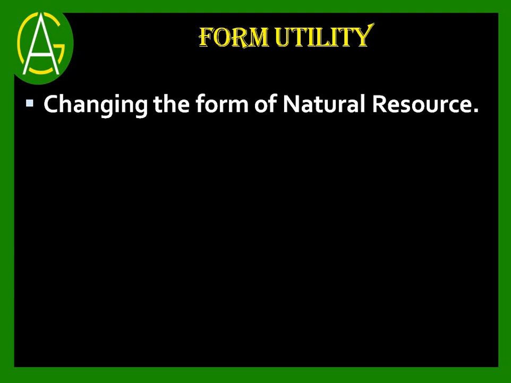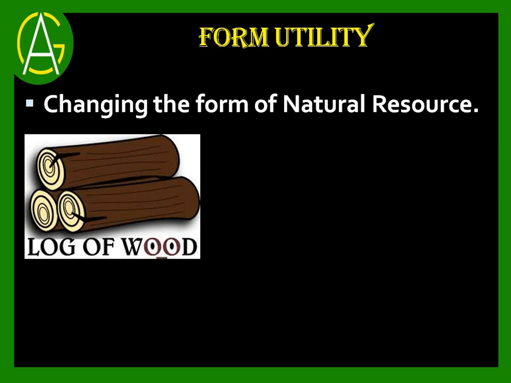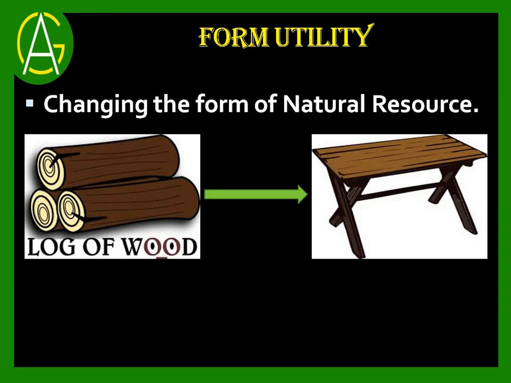That is considered as production. Say for example, log of wood is available. Out of this log of wood, we manufacture a table. Now this is changing the form of natural resources. This natural resource was available, but it did not have any utility. We changed the form of natural resources into this table. So table is having utility for us. Now this process is also known as production.